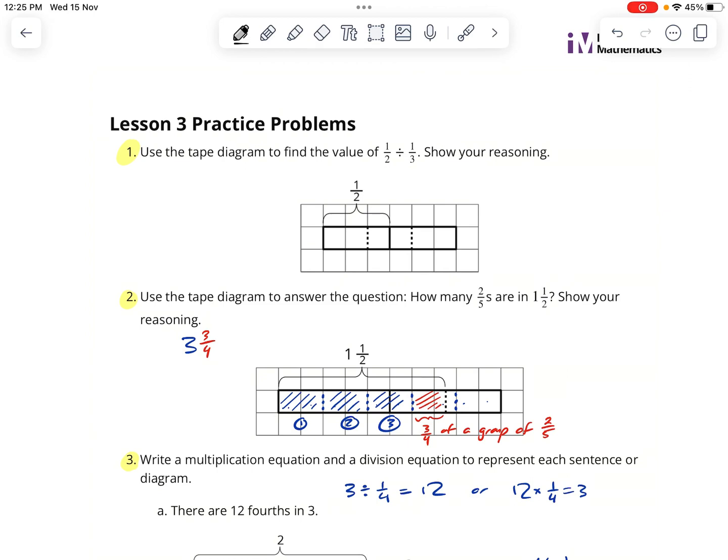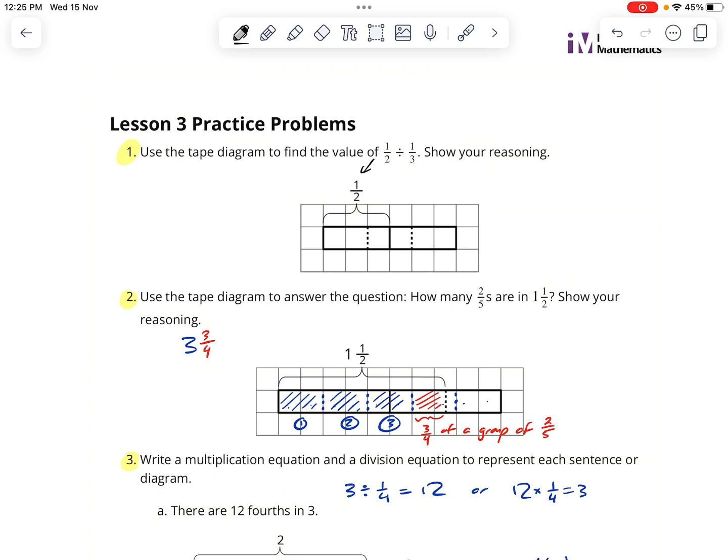So question one, it says use the tape diagram to find the value of 1/2 divided by 1/3. Now, on this one, a lot of you could probably use the keep, change, flip rule and get the answer real quickly, but we want to make sure you understand what is going on visually. So that's why we're having you draw it out. Part of the diagram is already given to you. You see we've got the 1/2 shown right here, and we're dividing it up into thirds.